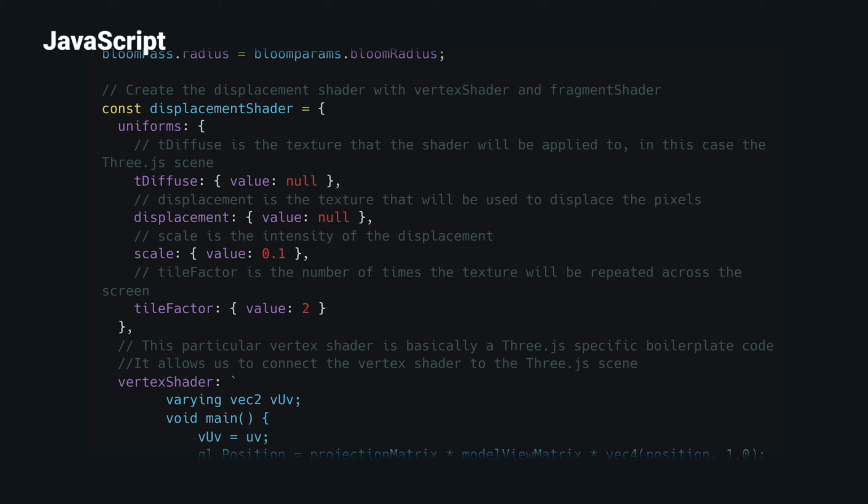We start the displacement shader constant with a few uniforms. Those uniforms will be helpful in the fragment shader later, but they also allow us to change the specified values outside of the shader, which makes it easy to animate them, for example. We use tDiffuse to store the Three.js scene. Then we have displacement, to which we later add the displacement texture. Lastly, we have scale, which determines the strength of the displacement, and tile factor texture, which defines how often the displacement texture is repeated. We can practically use this to resize the texture.